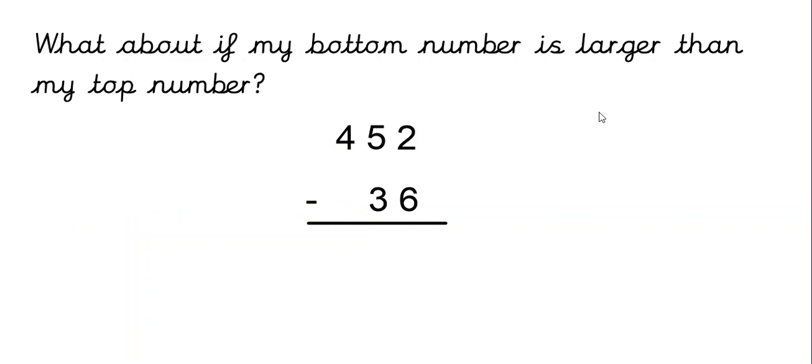Okay, so what happens if my bottom number is larger than my top number? So if we just have a look at this calculation here, if we put our place value columns on, we've got our ones column, we've got our tens column, and we've got our hundreds column. Okay, so in this first column, we've got 2 take away 6. Can you take away 6 from 2? You can't, can you? So instead of turning the calculation round, which is what a lot of people do, and doing 6 take away 2, we need to do something else.